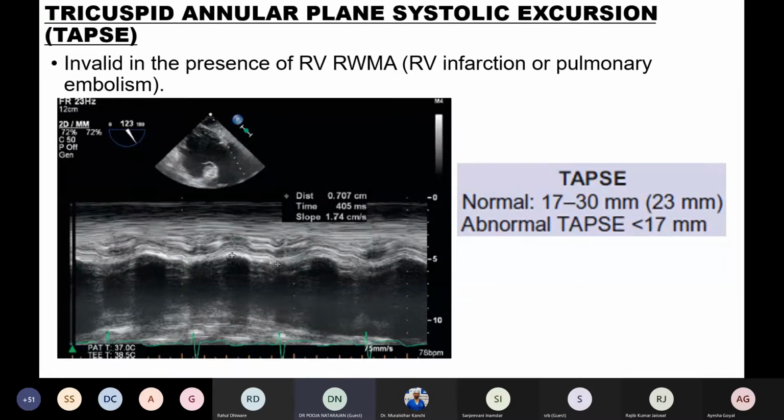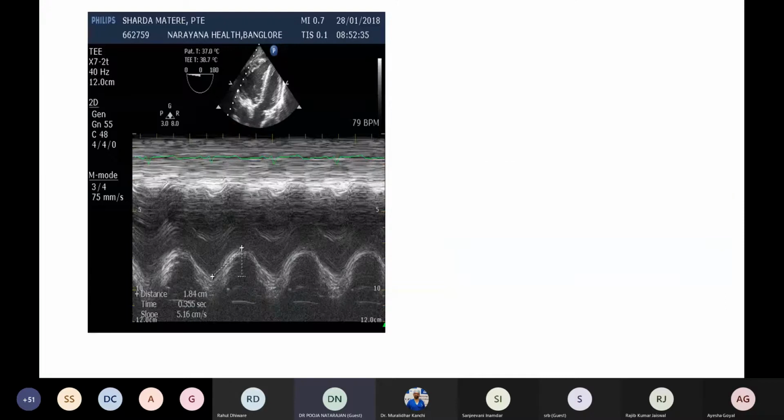Next is the TAPSE. TAPSE is invalid in presence of any RWMA in RV infarction. So we measure it preferably in the transgastric view, and anything less than 17 is considered abnormal. For example, here, if you don't get the deep transgastric RV inflow outflow view, you can go for the deep transgastric view.